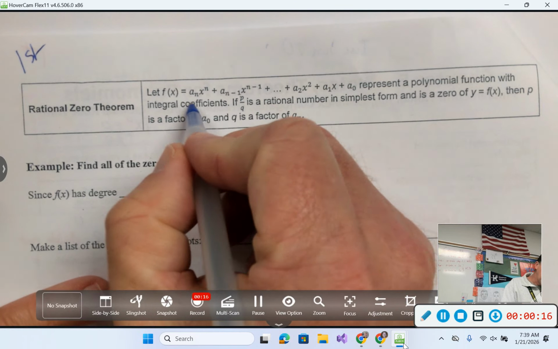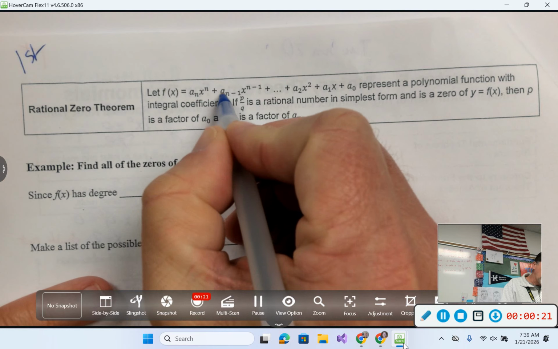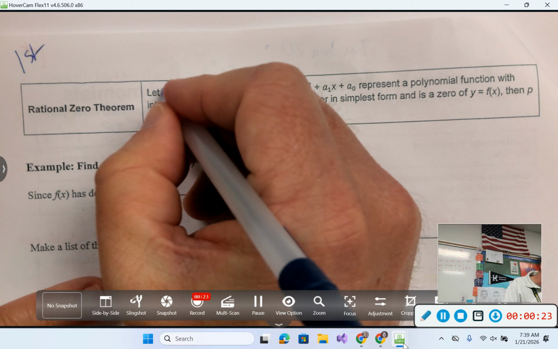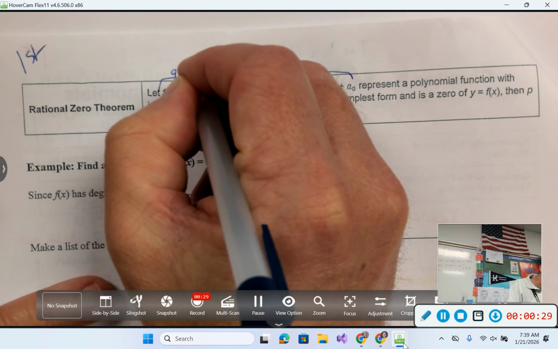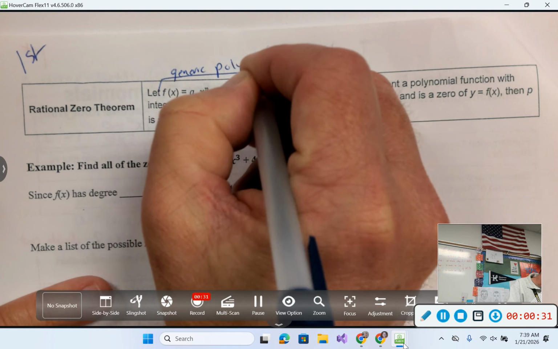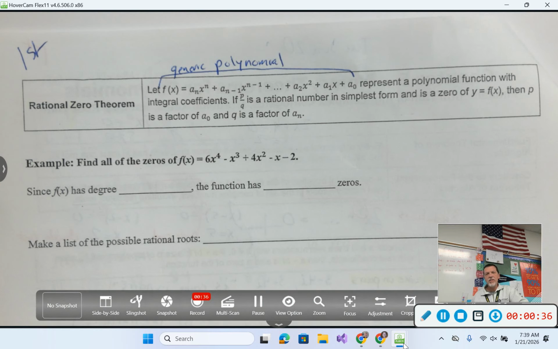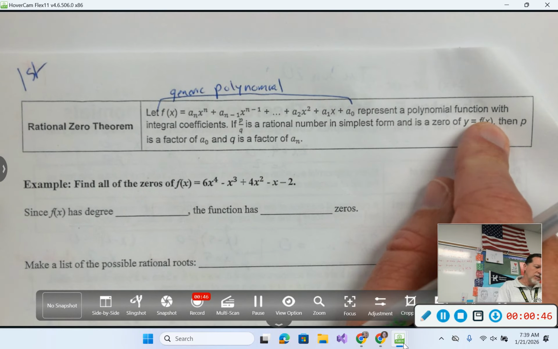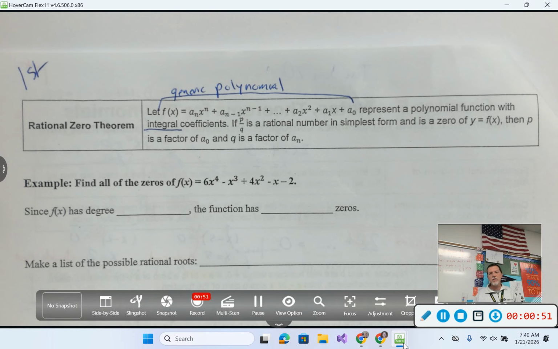Okay, let f of x be, and this looks terrible, a sub n x to the n plus a sub n minus 1 x to the n minus 1. All that means is that's just a generic polynomial. So don't be scared by all the letters and subscripts and powers like that. They're just saying a polynomial. Let f of x be a polynomial. In fact, then it says represent a polynomial function with integer coefficients. So no fractions, no decimals.